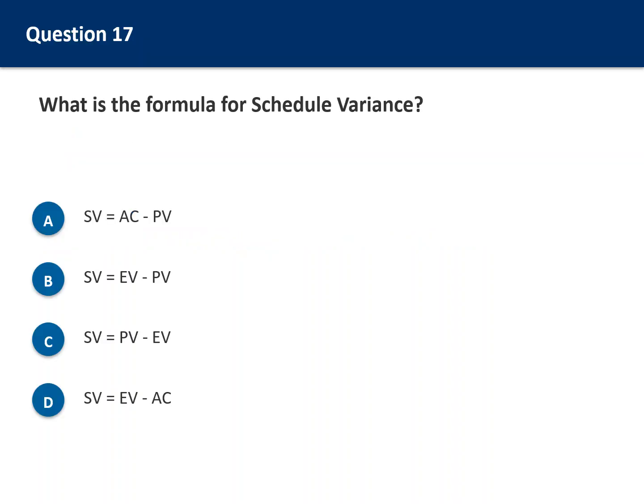Question 17. What is the formula for schedule variance? Option A, SV equals AC minus PV. Option B, SV equals EV minus PV. Option C, SV equals PV minus EV. Option D, SV equals EV minus AC. Again, remember that earned value comes first.